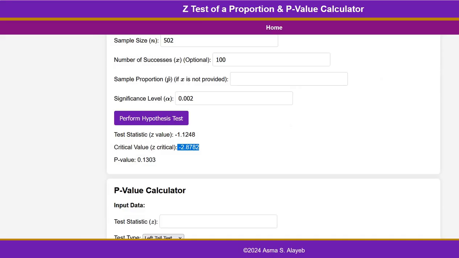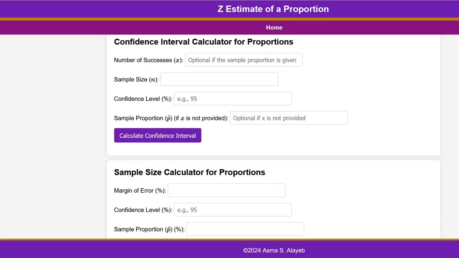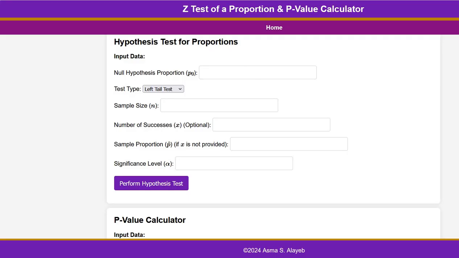So I'm just going to jump to the calculator. We will use z-test of a proportion, same as before. I'm just going to start fresh so I don't have the old numbers. The null proportion was 0.78. It was a right tail test, and then the sample size was 271. The number of successes was 228, and then alpha is 0.005.